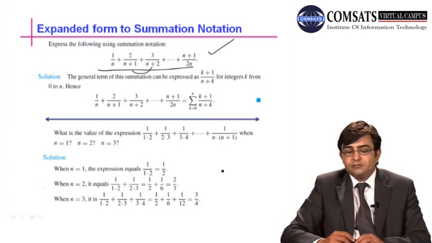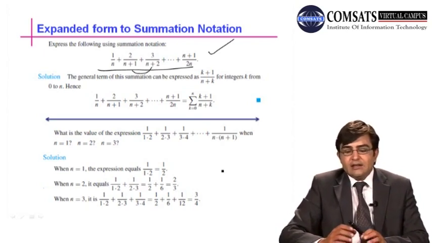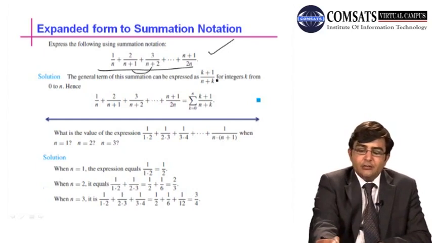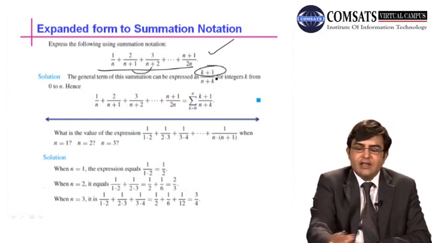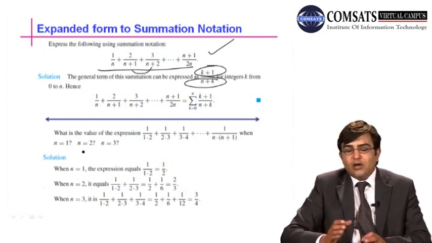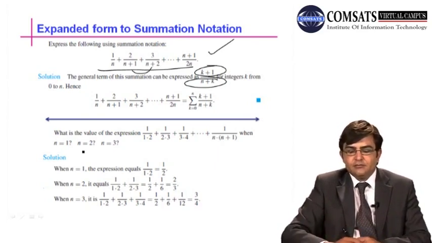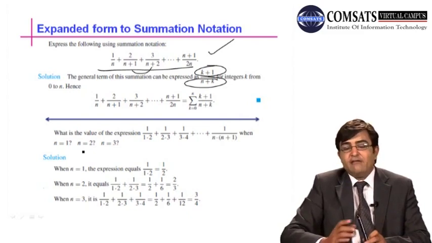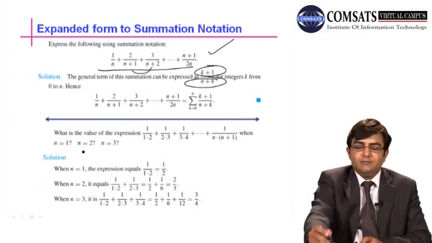Now we have to write the general term of the summation. We write k plus 1 in the numerator and n plus k in the denominator, because we add 1 to obtain each successive term. And now we have to decide what the variation of this index k, which we have added in the general term, should be.